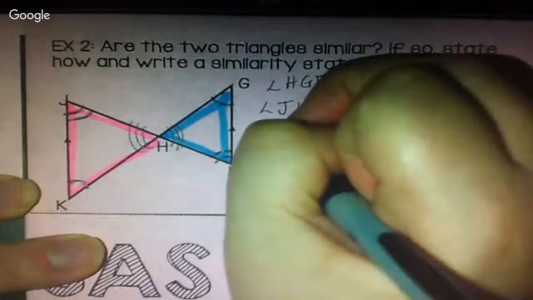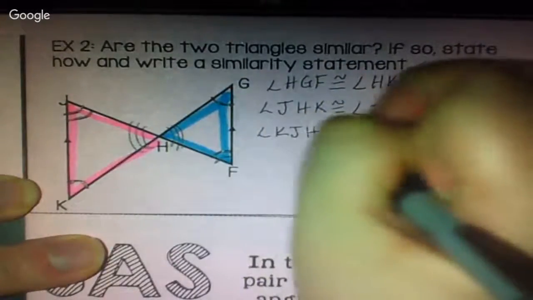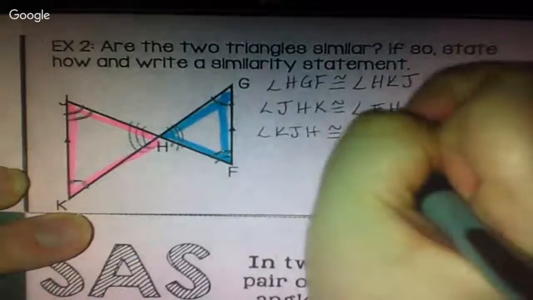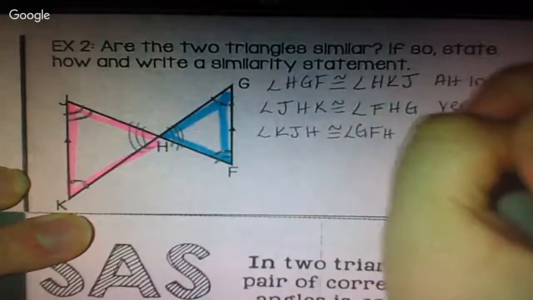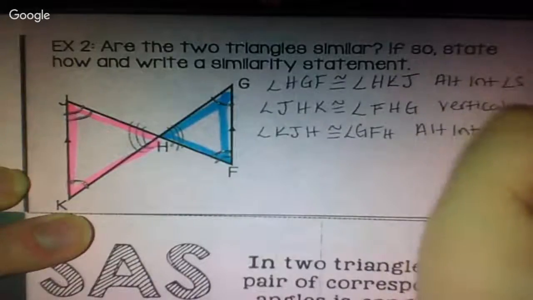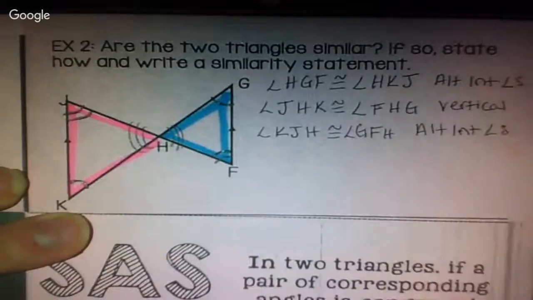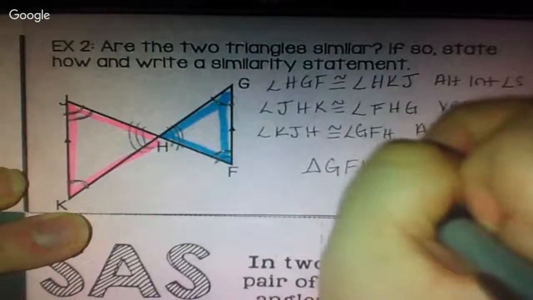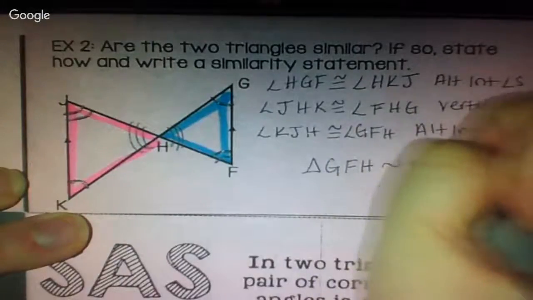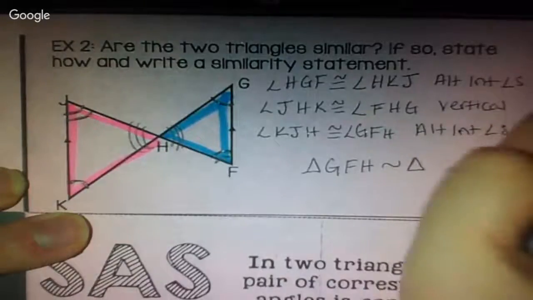Or I could have said that angle KJH is congruent to angle GFH. And these are also alternate interior. So now that I know that these are congruent, I can say that triangle GFH is similar to triangle KJH.